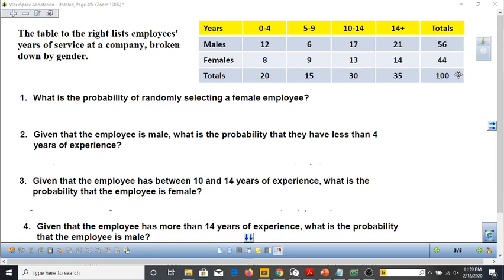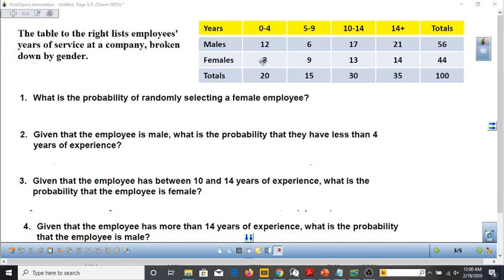Now the total number of employees they surveyed is 100 employees. 12 of the males have served for 0 to 4 years, 6 for 5 to 9 years, 17 for 10 to 14 years, and 21 for more than 14 years. When you add up all of those numbers, we get 56. That means we have 56 male employees that are in this survey. All right, 12 plus 6 is 18. Oh, sorry. 18 plus 21 is 39, and 39 plus 17 is 56.